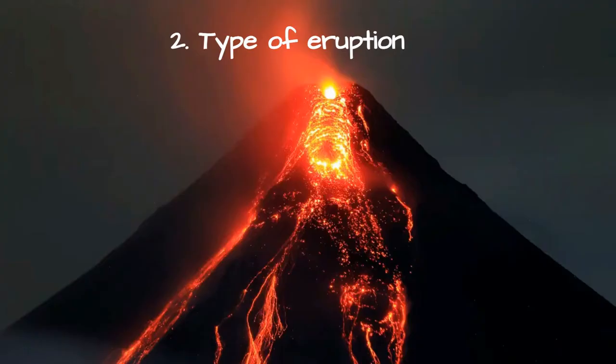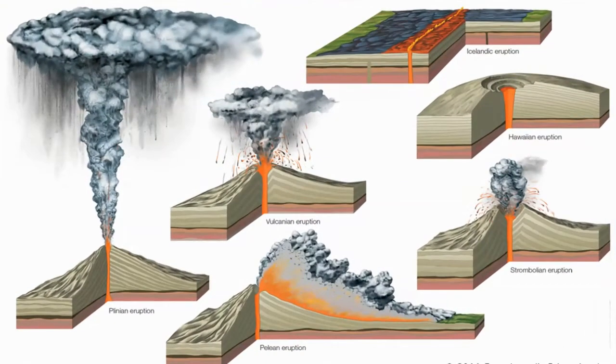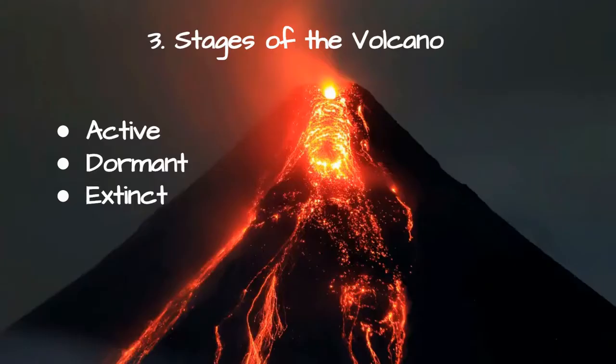Another way that volcanoes are classified is by the type of eruption. There's several ways: explosive or gentle flow of lava. So here's some differences here. The ones you see exploding are not so gentle. With the great big plumes of smoke, you can see those are going to be the more explosive, and the other ones on the right there, top right, are just gently flowing.